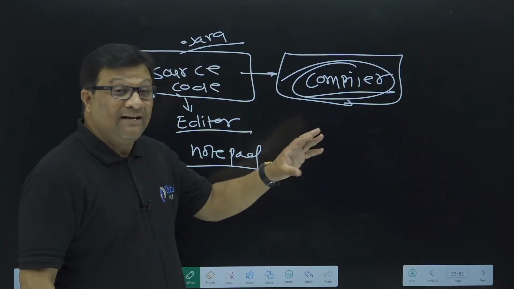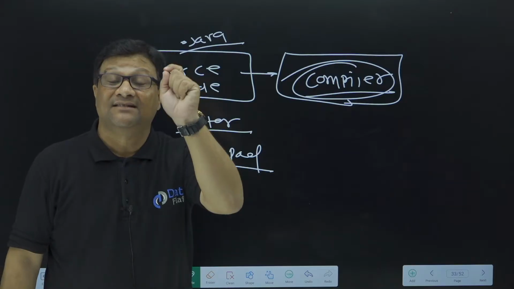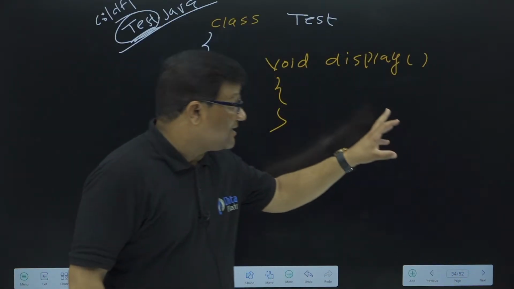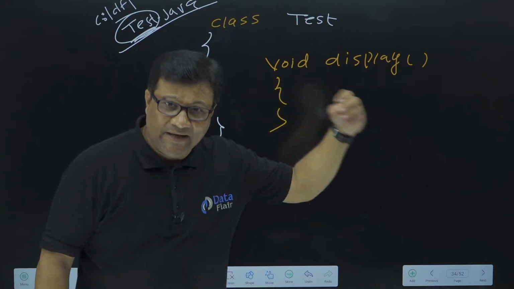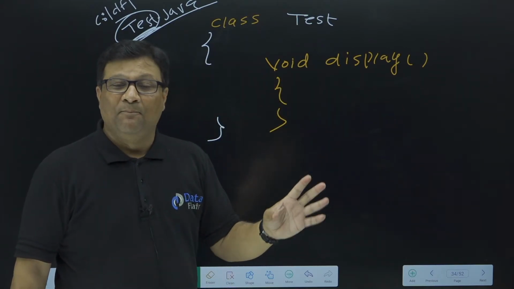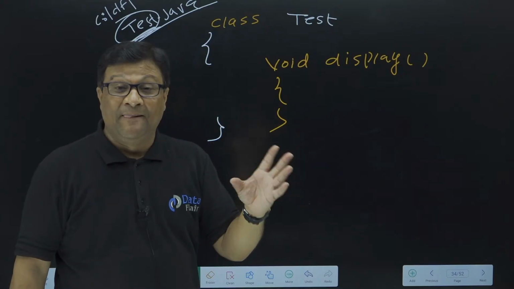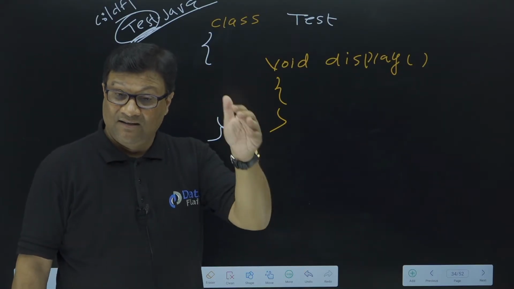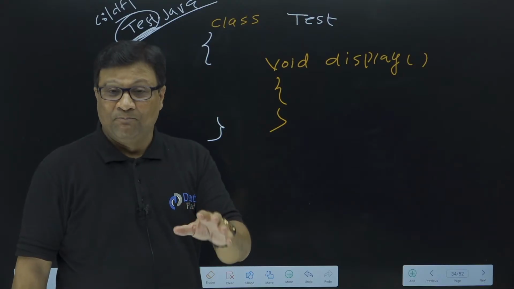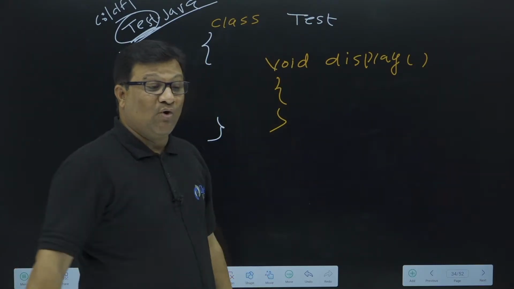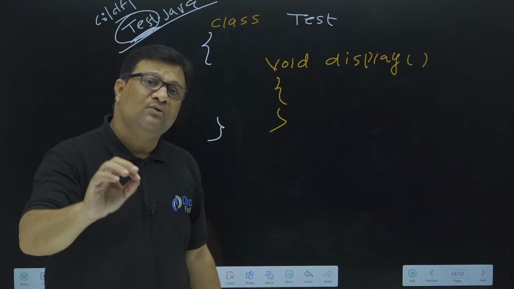So the compiler only checks the syntax errors. The compiler doesn't bother about whether your class has a method named main or display or anything else. The compiler will never think about it, because main is not executed by the compiler. Main is executed by the JVM. So if I compile this code without main, it compiles perfectly.